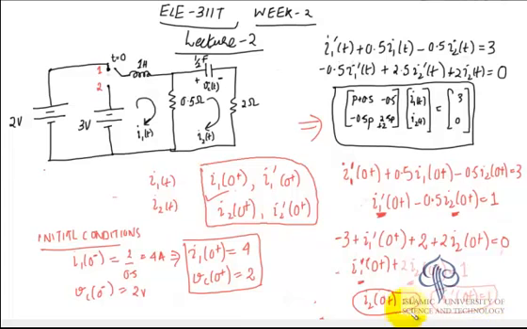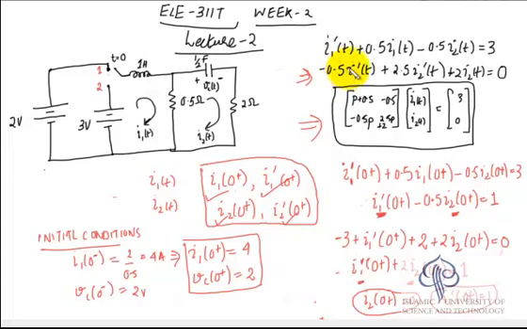So this gives us two other conditions, the condition of I2 0 plus and the condition of I1 dash 0 plus, and we have already found out the condition. Now we need to find I2 dash 0 plus. I1 dash 0 plus we found. I2 dash 0 plus we need to find. We can find it by putting all these conditions in the second equation.